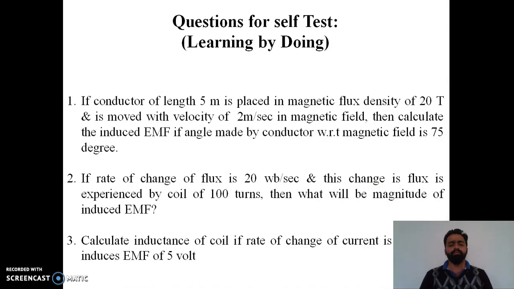Now, after going through this video, I request you to do these activities that will help you to solve examples. Please pause the video, note down these questions, and try to solve. All the three questions are based on three basic equations which we have understood in this video.